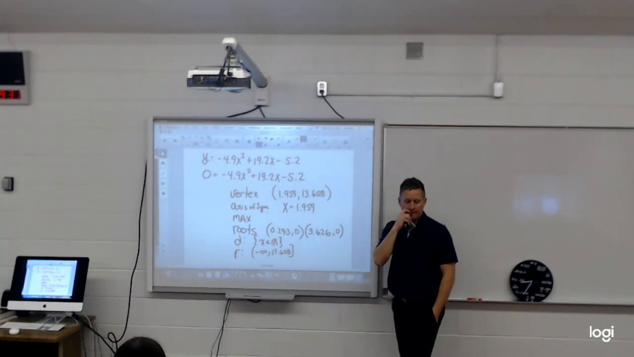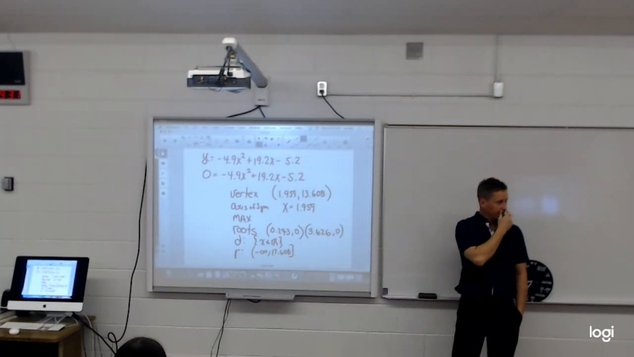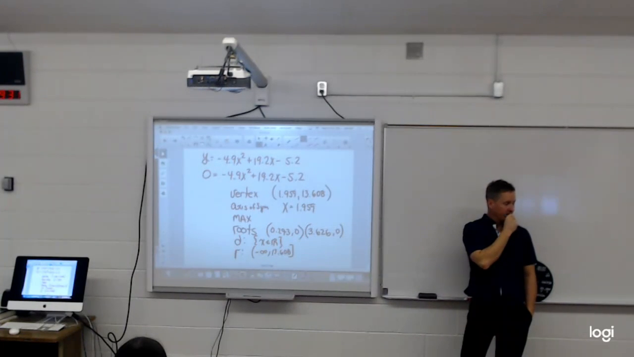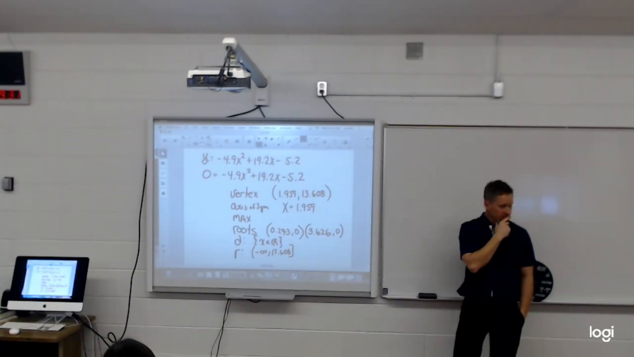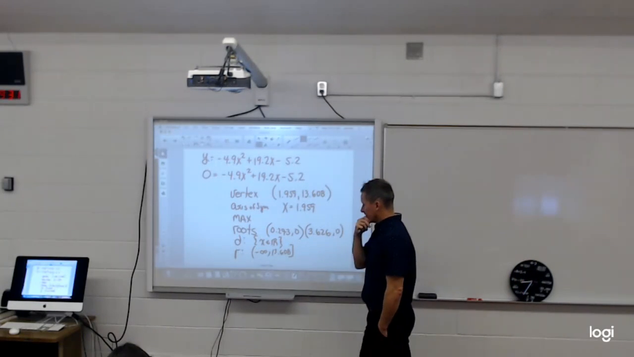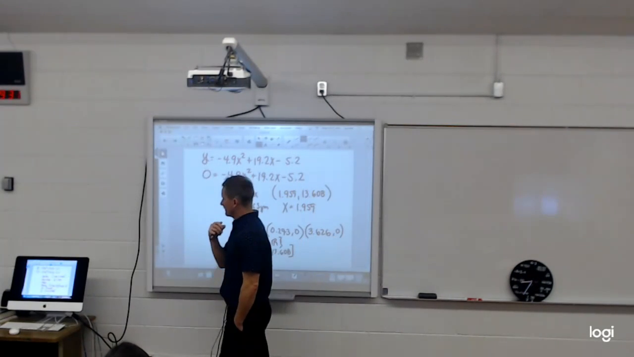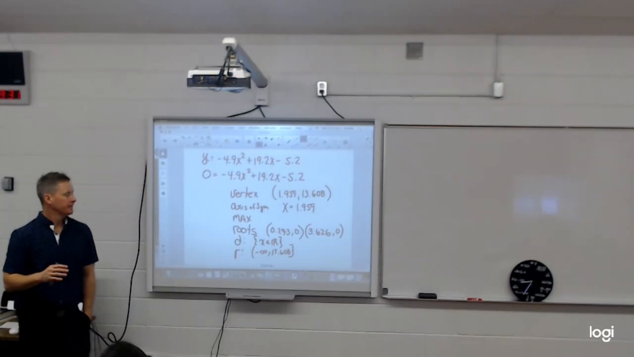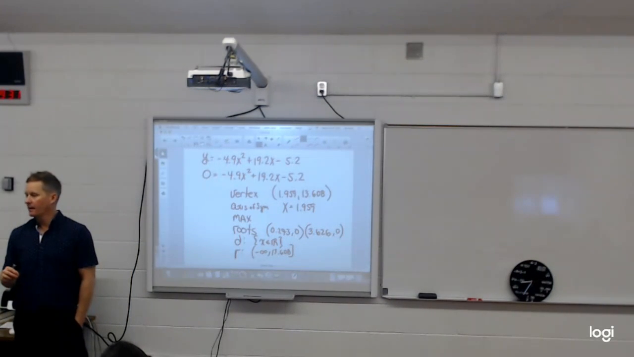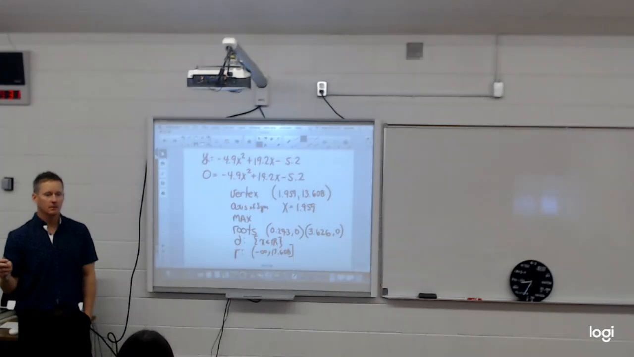There you go. And we don't really worry about the domain and range for y. Domain is the x values of your graph, and the range is your y values of your graph. Okay? So far, so good? Yes? No? All right.